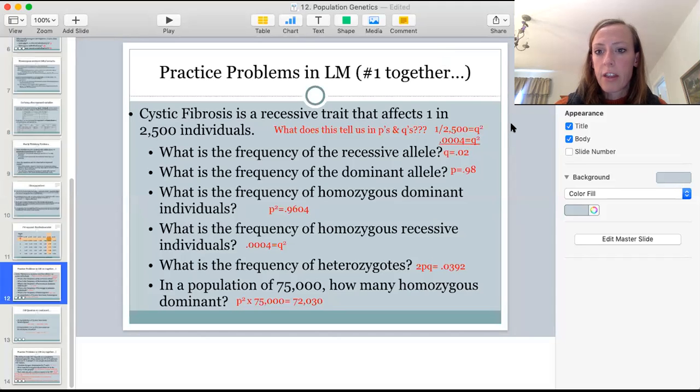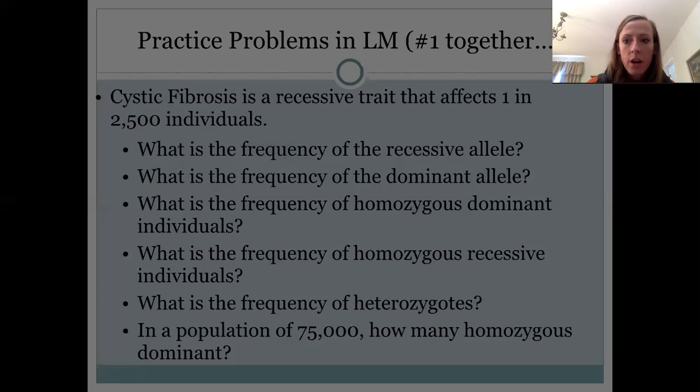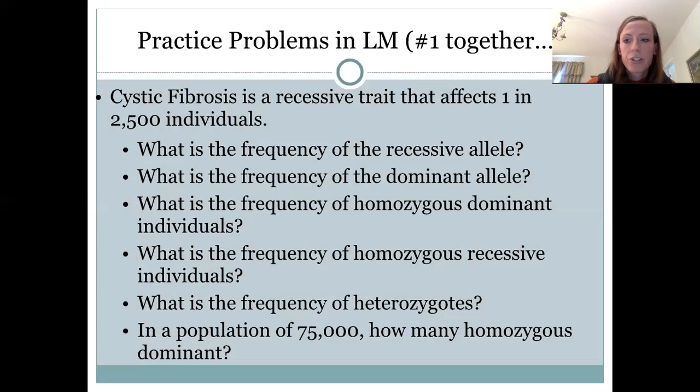So take out your calculators, take out your lab manual, and we're gonna work through how to do these problems so that you can do the others on your own. There's a whole bunch of questions. We're just gonna do 2 together. I will also post the answers, but I'd like you to try to work through as many as you can on your own, okay? So let's do this first one together.